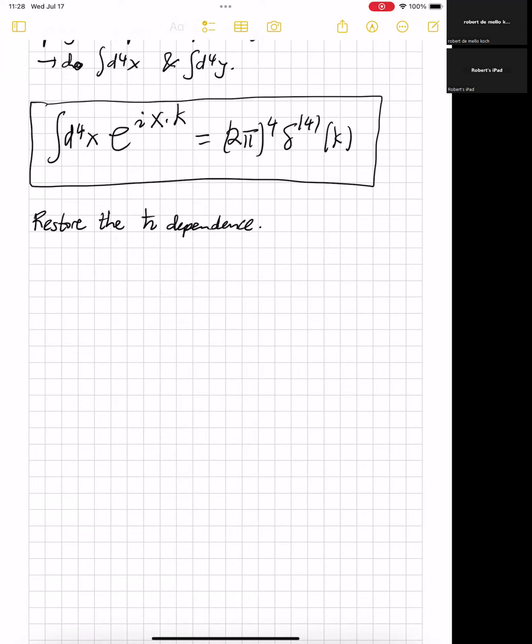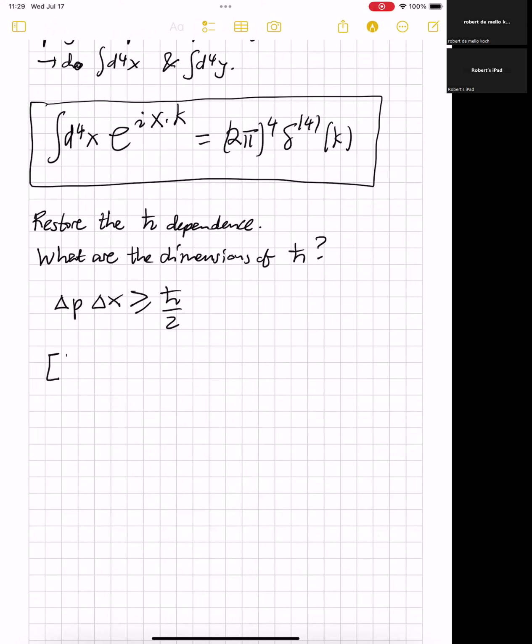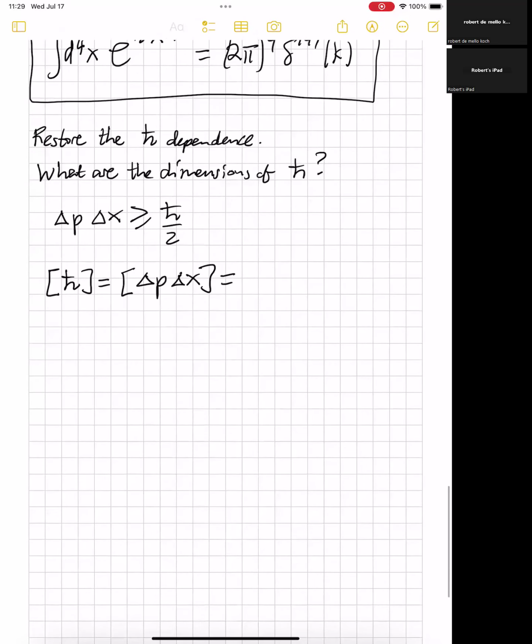I'm going to do that by asking a question first of all. What are the dimensions of h bar? Well, I think you are all familiar with the uncertainty relation: delta p, delta x must be greater than or equal to h bar over 2. The reason I picked this relation is that it clearly tells us that the dimension of h bar is the same as the dimension of delta p times delta x. And working out the dimensions of delta p and delta x is very easy.